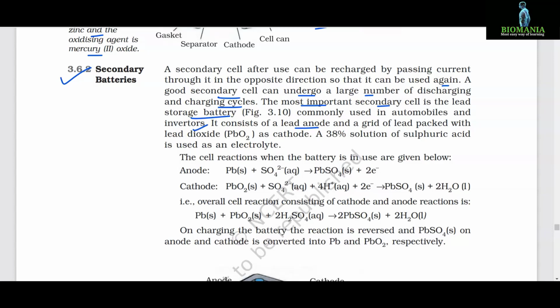It consists of a lead anode and a grid of lead packed with the lead oxide, that is PbO2, as cathode. A 38% solution of sulfuric acid is used as an electrolyte. The cell reactions when the battery is in use are given below. At anode, it is Pb plus SO4 2 negative gives out PbSO4 plus 2 electron. At cathode, PbO2 plus SO4 2 negative plus 4H ion plus 2 electron gives out PbSO4 plus 2 H2O. That is, overall cell reaction consisting of cathode and anode reactions is Pb plus PbO2 plus 2 H2SO4 gives out 2 PbSO4 plus 2 H2O.